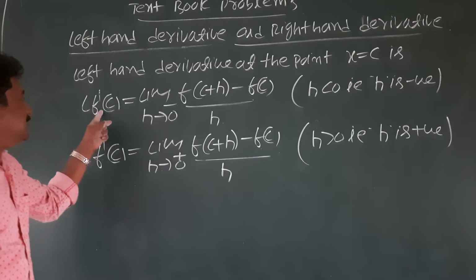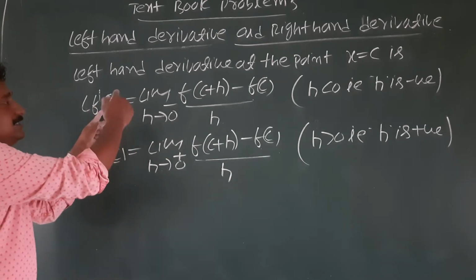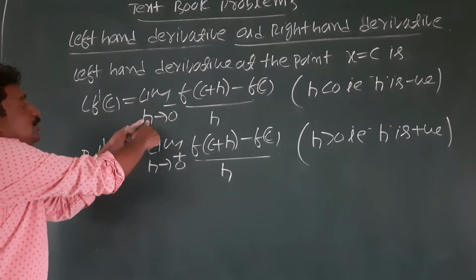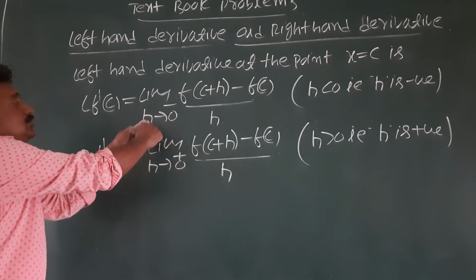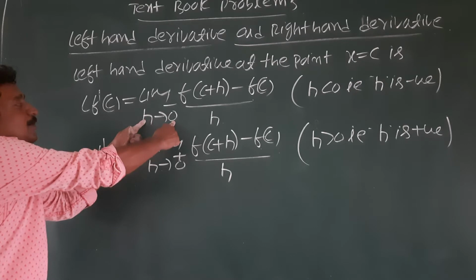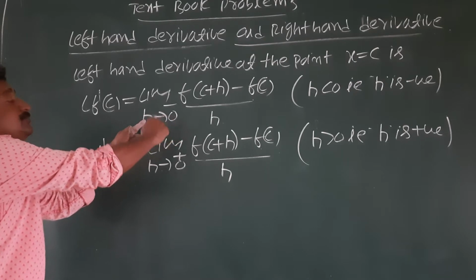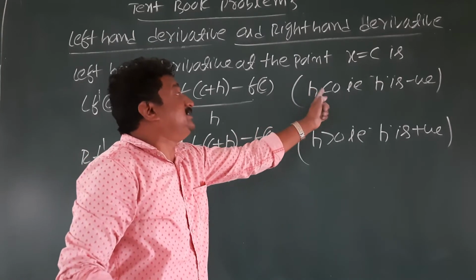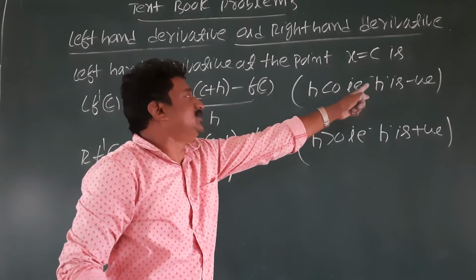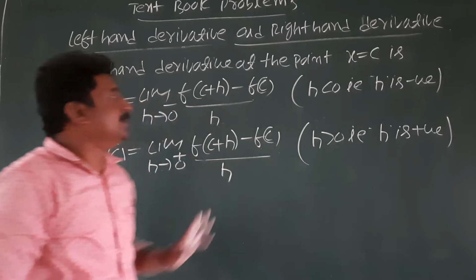Since it is the left hand derivative, the h value should be in the left neighborhood, a number on the left side of 0. All numbers on the left side of 0 must be negative. That is what I have written here: h is less than 0, which means h is negative.